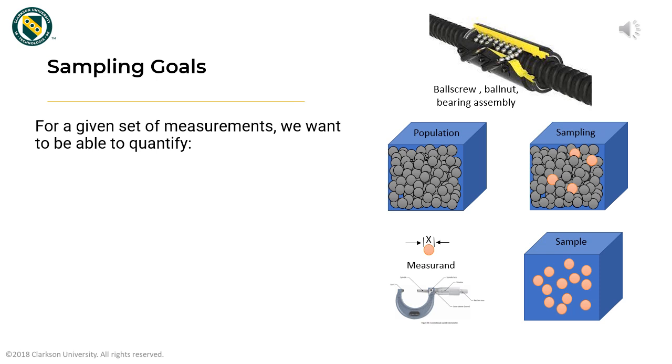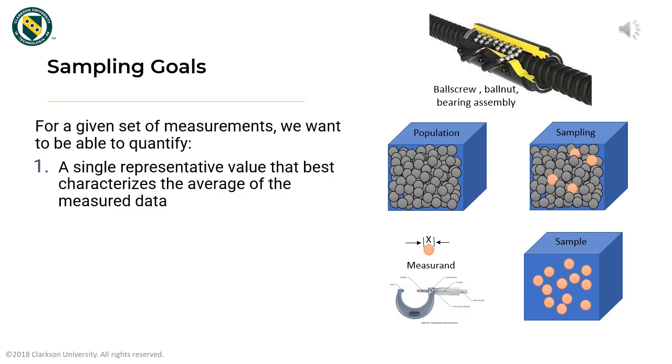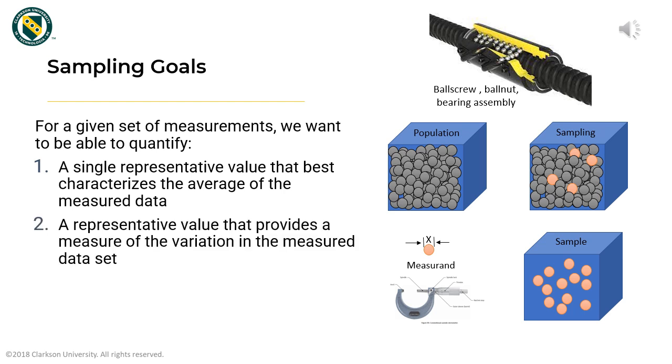What are our goals in this type of analysis? Of course, we want to reduce noise, but when it comes to analysis of our sample bearings, we more generally want to be able to quantify, one, a single representative value that best characterizes the average of the measured data, the average diameter of the 24 sampled bearings. Two, we want a representative value that provides a measure of the variation in the measured data set, perhaps the standard deviation, or even the range of diameters.